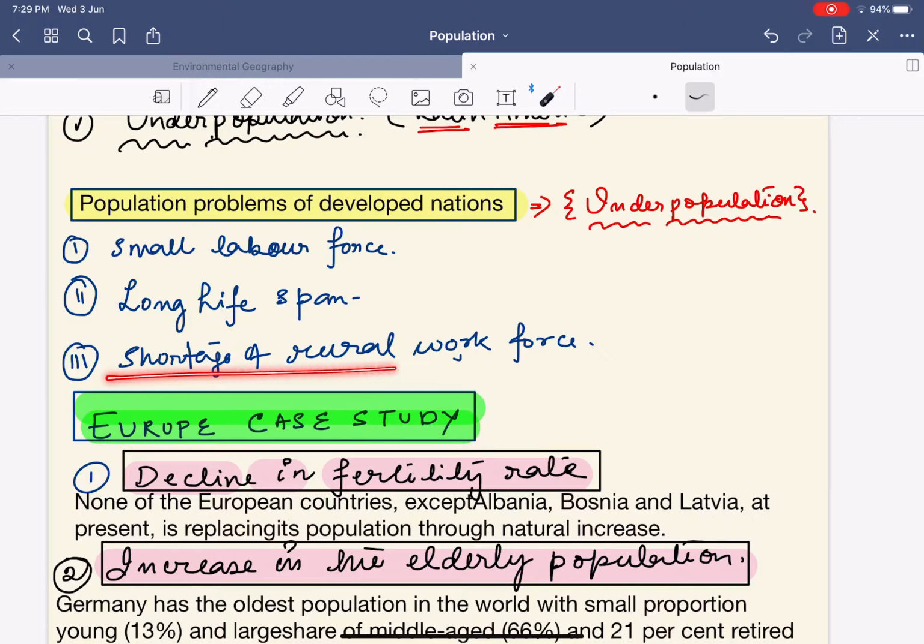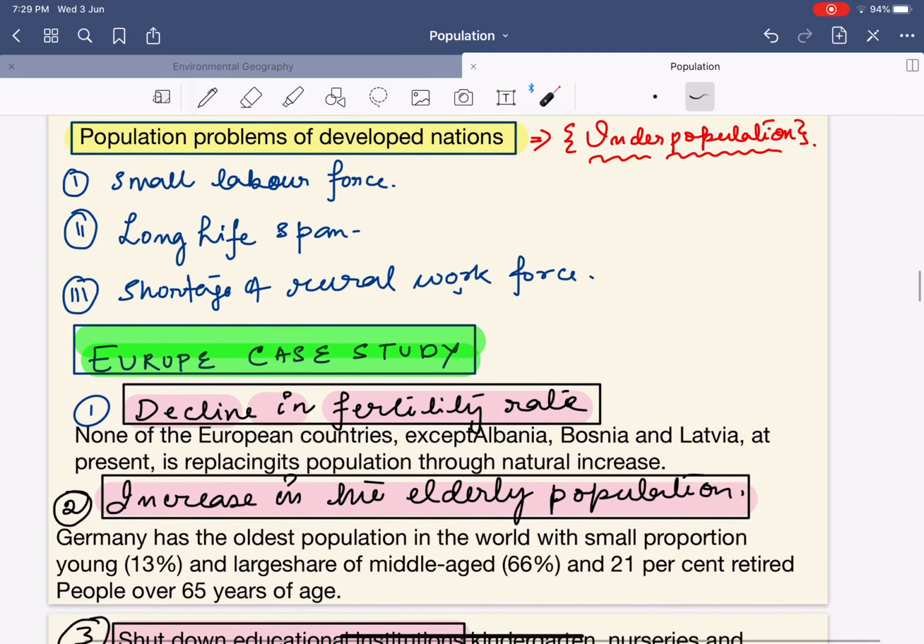Next, shortage of rural workforce. This is one of the major things in the rural areas, especially in the agriculture sector. What happens is that these developed nations actually lack the workforce that is necessary to sustain their agriculture economy.